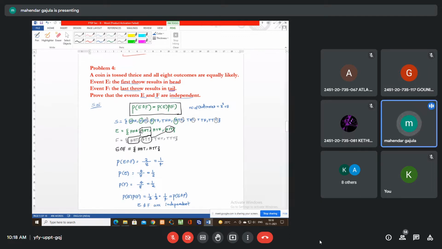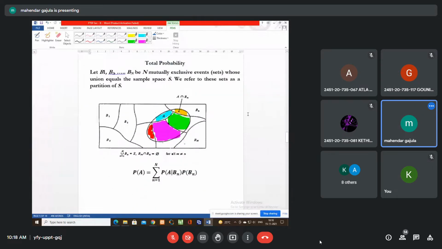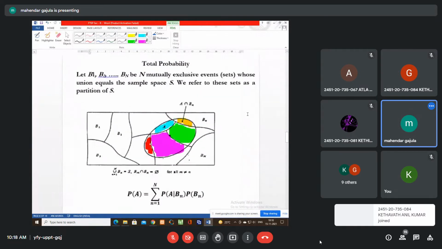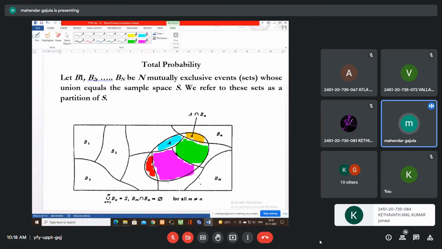Shall we move to the next concept? The next one is total probability. Where do we use this total probability?